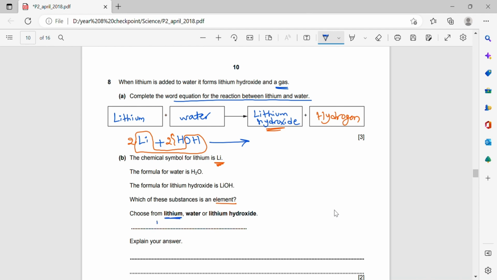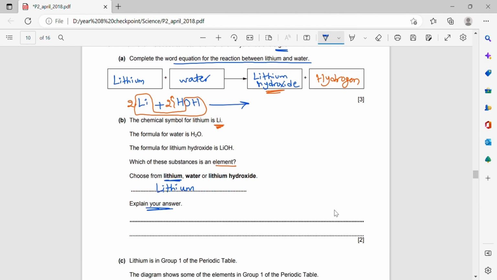So choose from them. We have here lithium. Now explain your answer. Why did you say lithium? Because lithium is made up of only one type of atom.